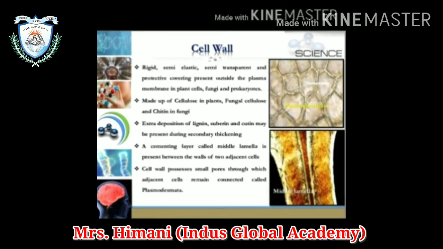Now, the cell wall. The cell wall is a rigid, semi-elastic, semi-transparent and protective covering which protects the plasma membrane in the plant cell, fungi as well as in prokaryotes. In the plant cell, the cell wall is made up of cellulose, whereas in fungi it is made up of chitin. Extra deposition of lignin, suberin and cutin may occur during secondary thickening. A cementing layer called the middle lamella is present between the walls of two adjacent cells. The cell wall possesses small pores through which adjacent cells remain connected. That is known as plasmodesmata.